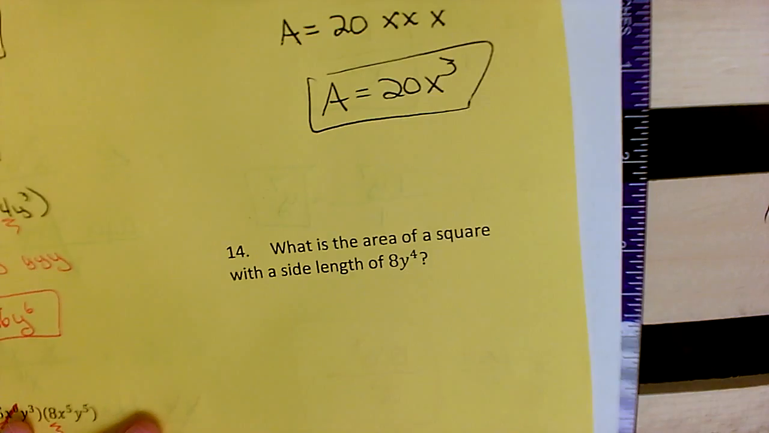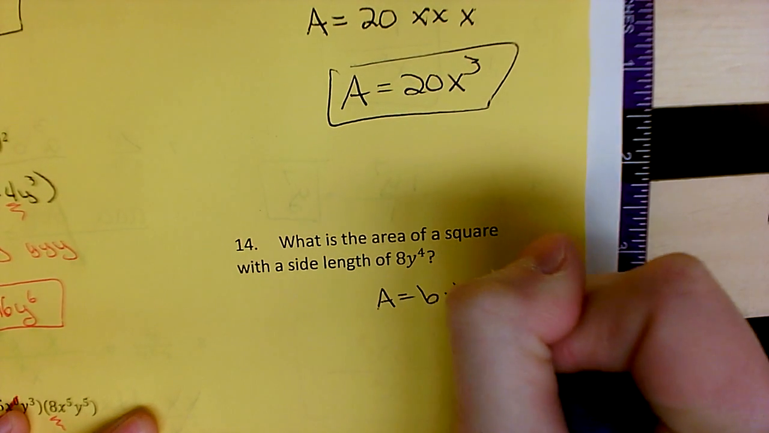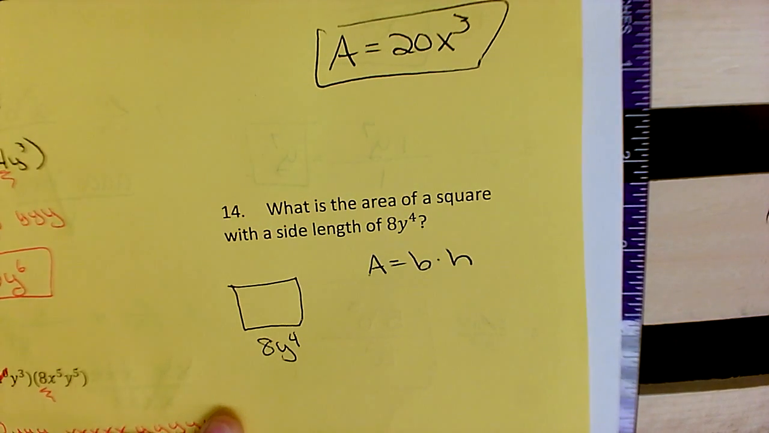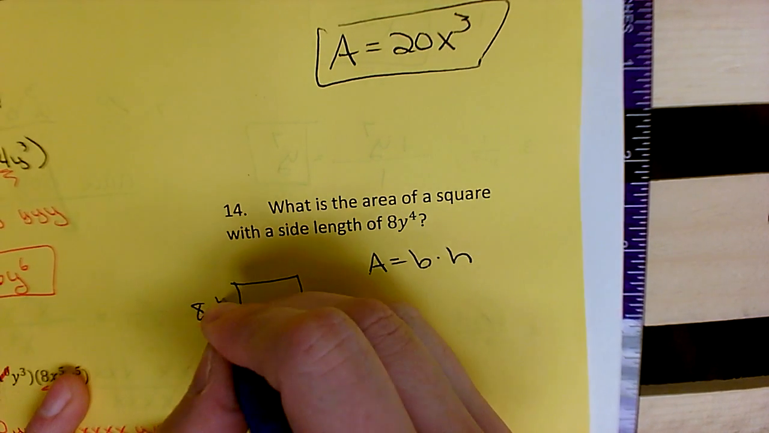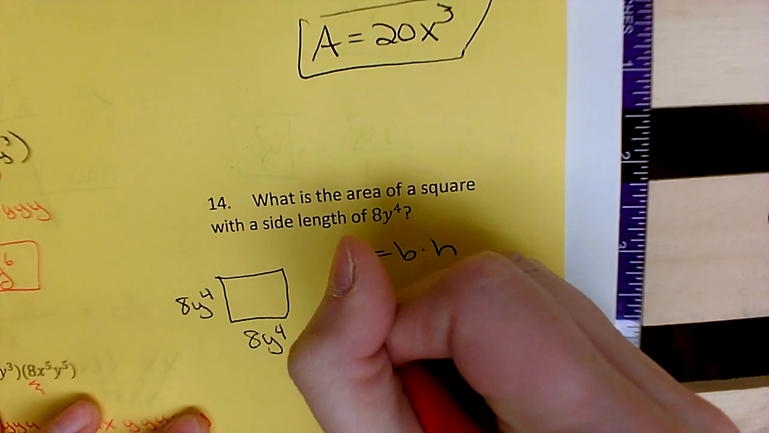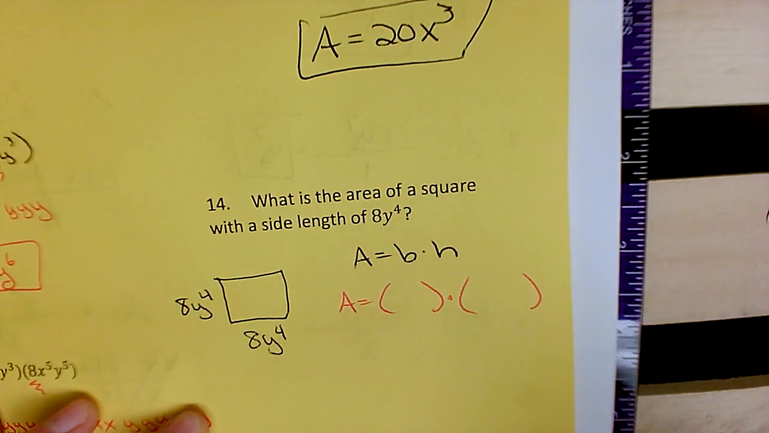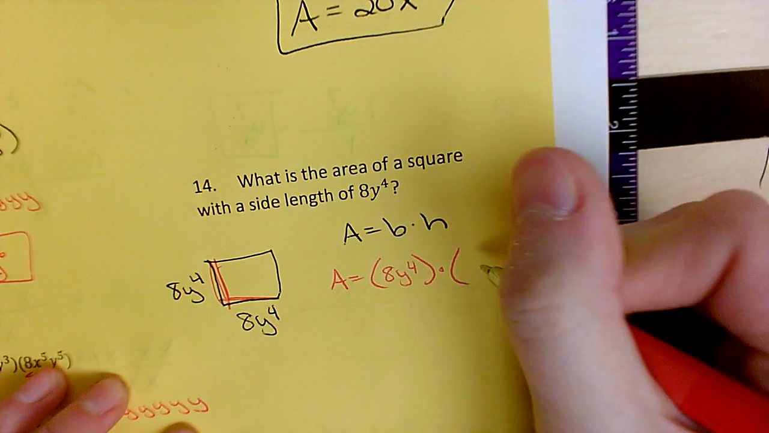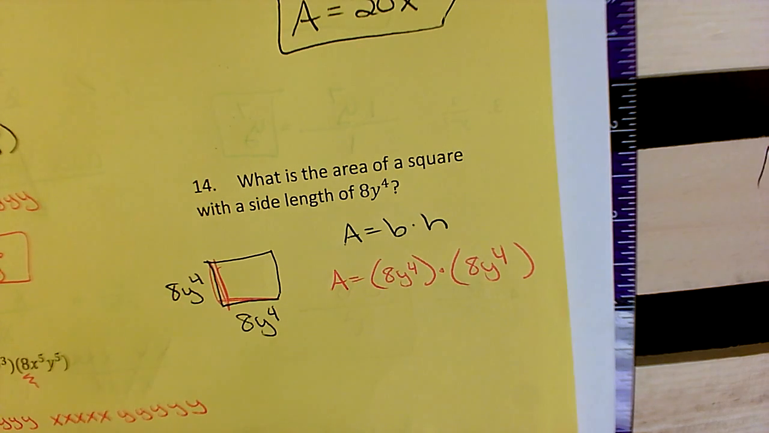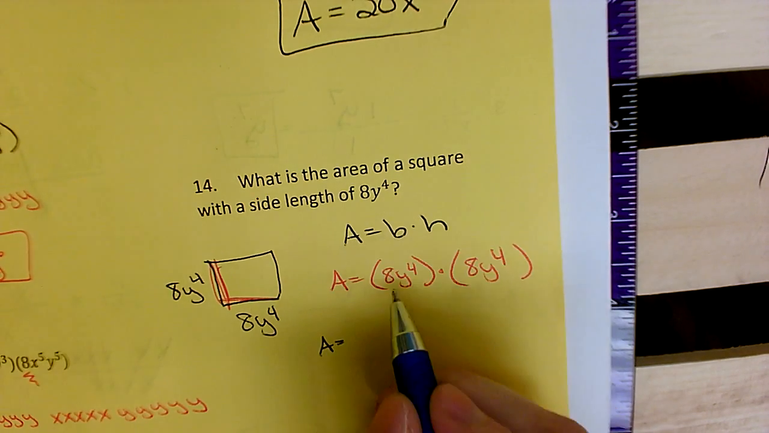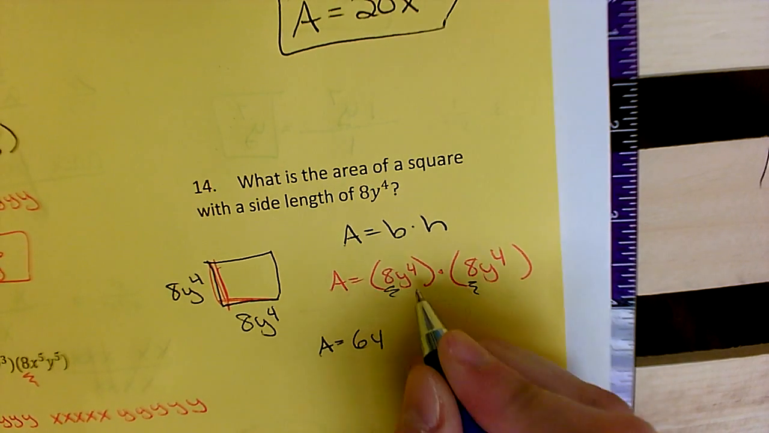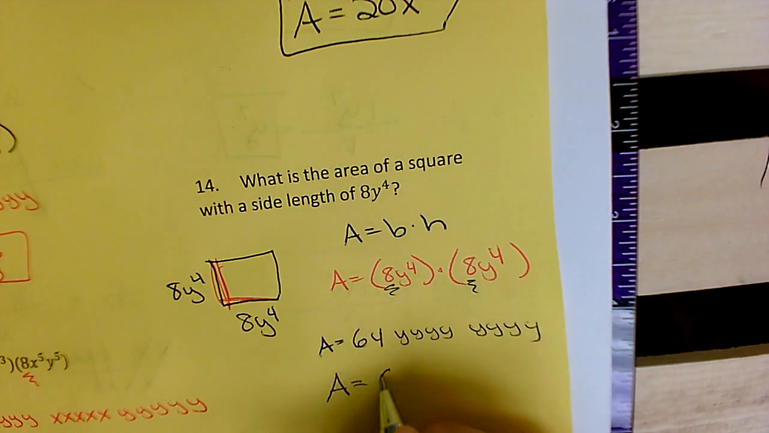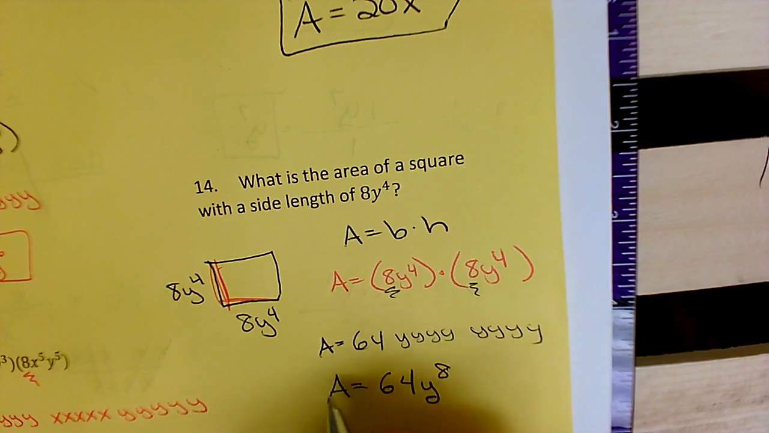Okay, last one. What is the area of a square, so we're talking about base times height, with a side length of 8y to the fourth? Well, remember that when you're dealing with a square, all of the sides are the same. So now when I'm thinking, okay, area is equal to the base times the height, my base is 8y to the fourth, and my height is also 8y to the fourth. So now I just need to multiply these two things together. I've got 8 times 8, which is 64. I've got y to the fourth and another y to the fourth, which means I really have 64y to the 8th power.